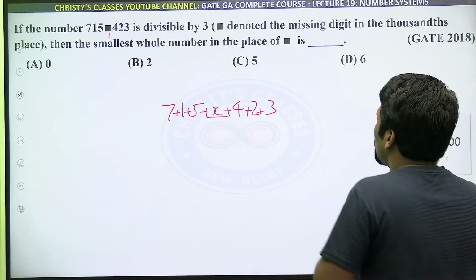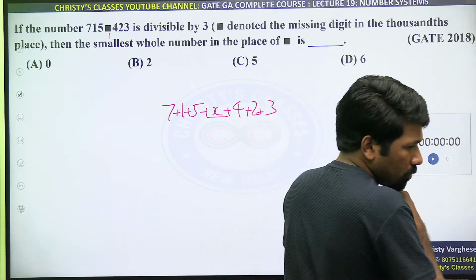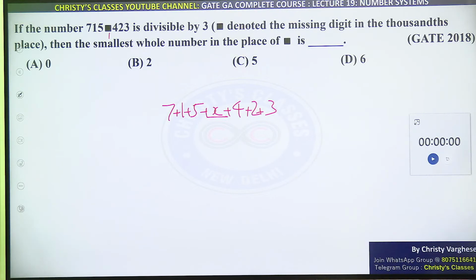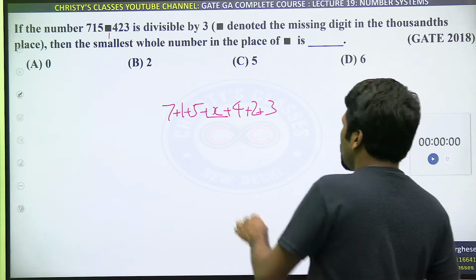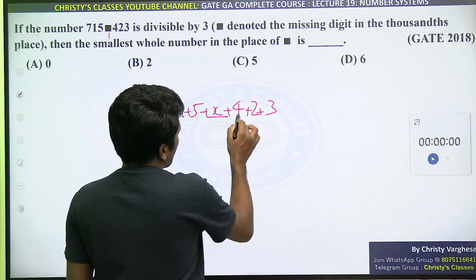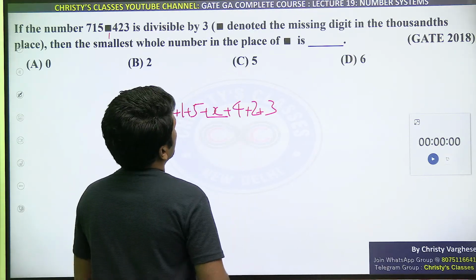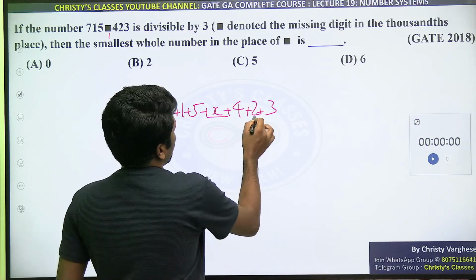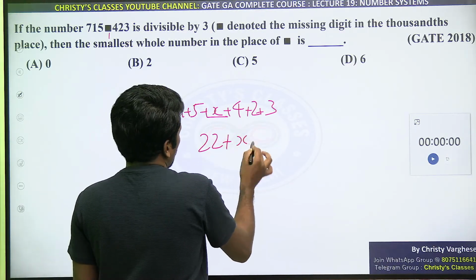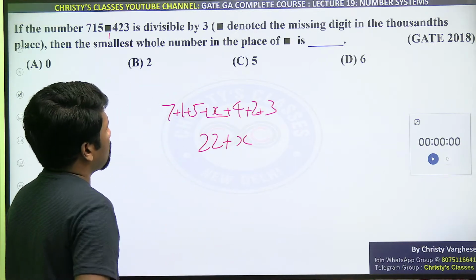Okay, so the sum of digits of this should be a multiple of 3 for the number to be a multiple of 3. That is the test of divisibility for 3. So what is the sum of digits? 7 plus 1 plus 5 is 13, 13 plus 4 is 17, 17 plus 2 is 19, 19 plus 3 is 22, plus x. 22 plus x should be a multiple of 3.